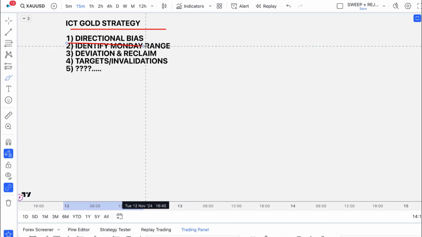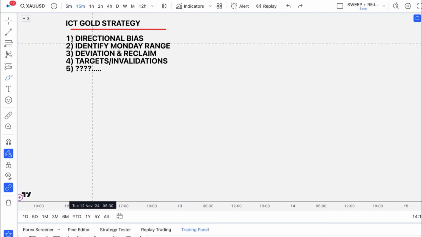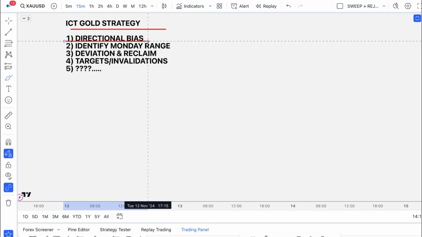So step number one, we need to have a directional bias. It's super important to understand whether we're looking for longs on this market or whether we are looking for shorts. And the easiest way to do that is by simply using the 50, the 100, and the 200 exponential moving average. If they're all in order, then we will understand exactly what our directional bias is.